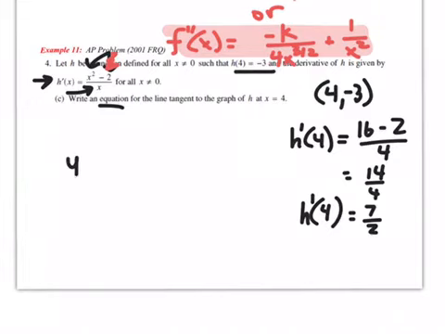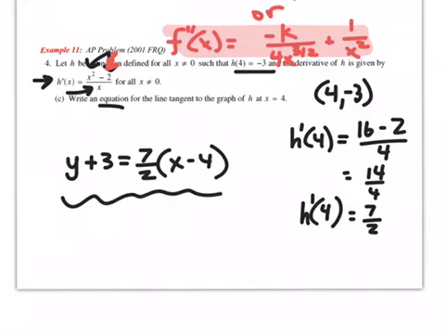So the equation of this line would be y plus 3 equals 7/2 times (x minus 4). There's the equation of the tangent line to the graph h at x equals 4.